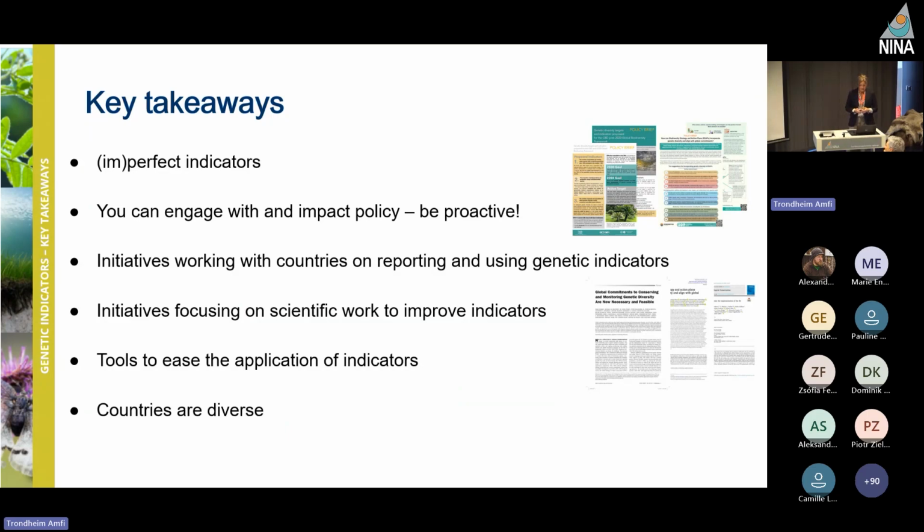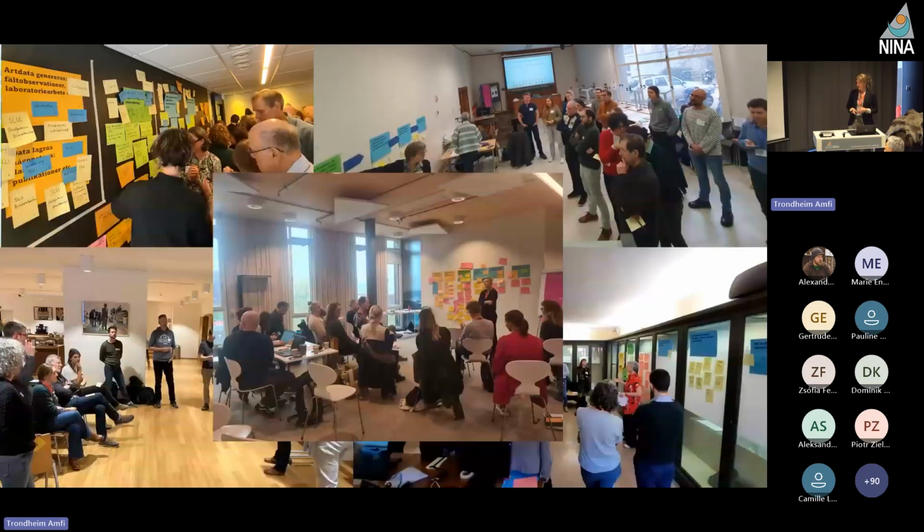So the last thing I want to stress is that countries are diverse. These are 5 European countries, and they have various challenges, but there is also overlap in terms of challenges. If we look at the complete global view, we will have even more diversity and an even larger span in terms of resources in those countries to actually implement and use genetic diversity indicators. So there's still a lot of work to be done in order to put genetic diversity indicators into use.